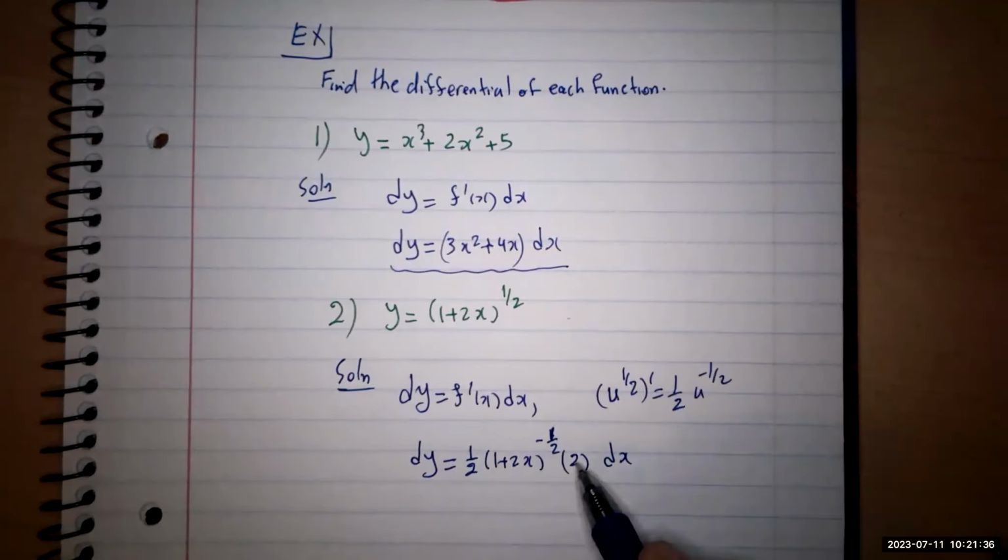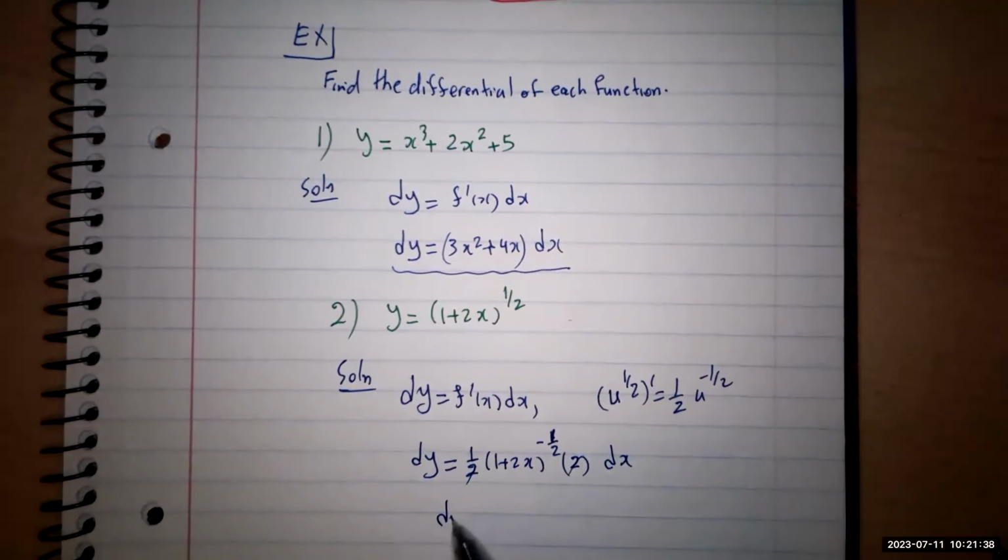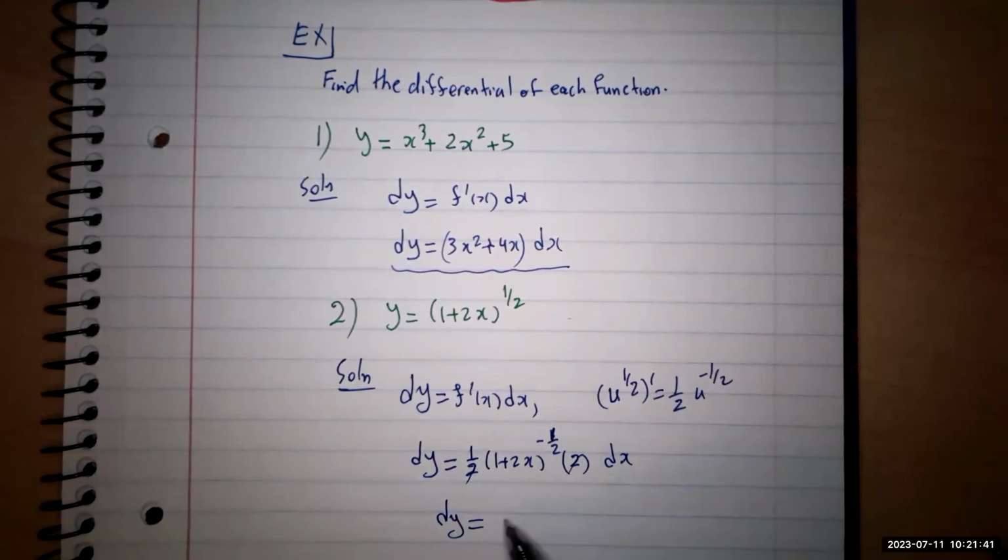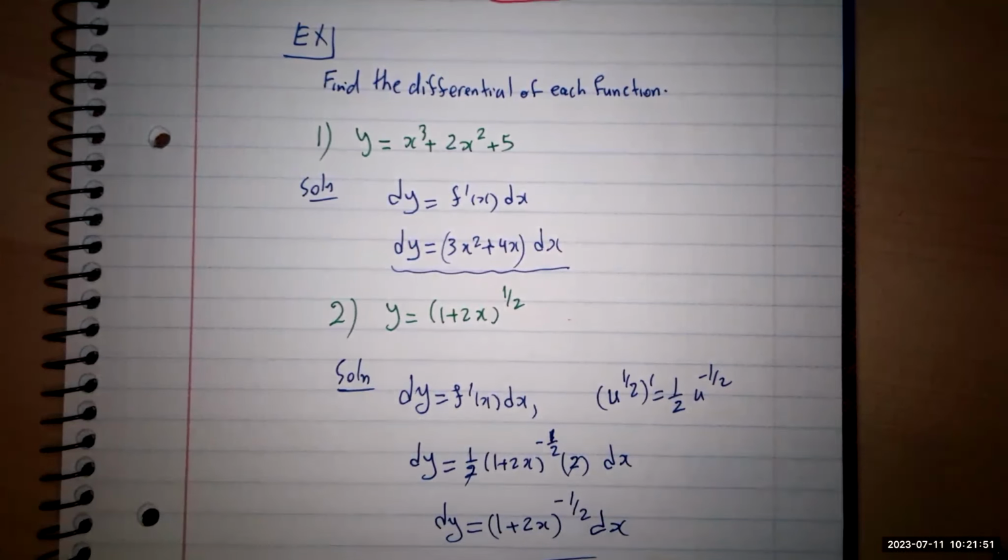So simplify the 2 and the 2, so the differential of y is going to be equal to (1 plus 2x) to the negative half times the dx. So that would be the differential of the function rather than the derivative of the function.